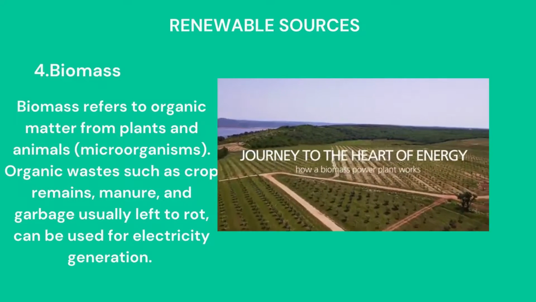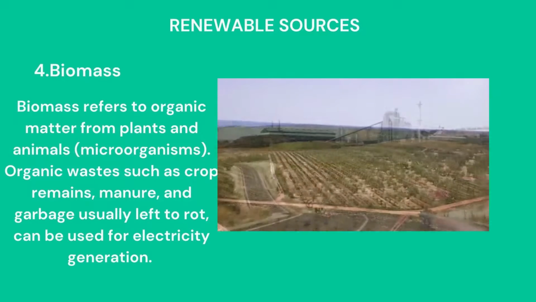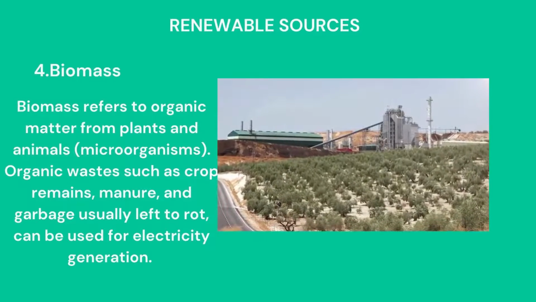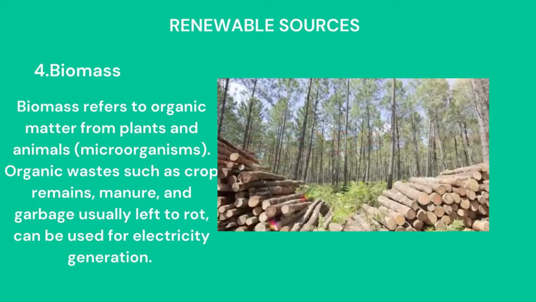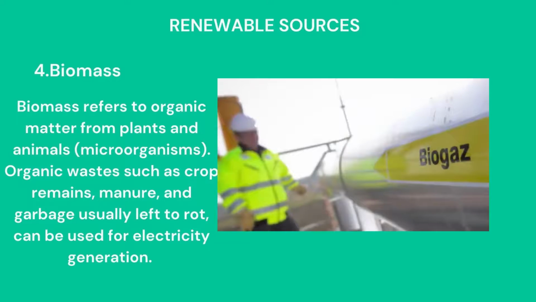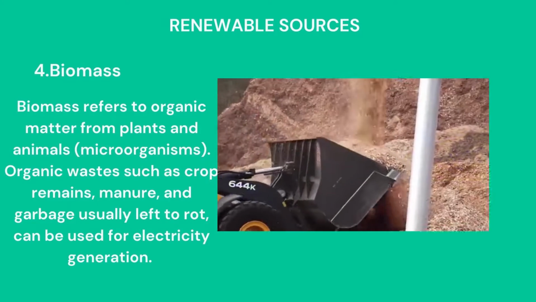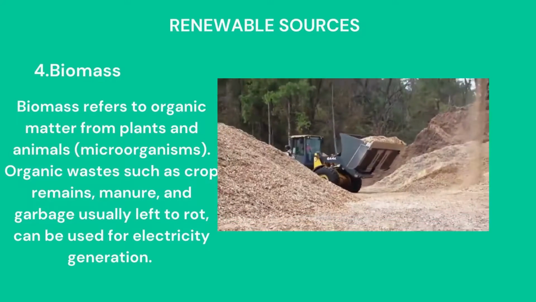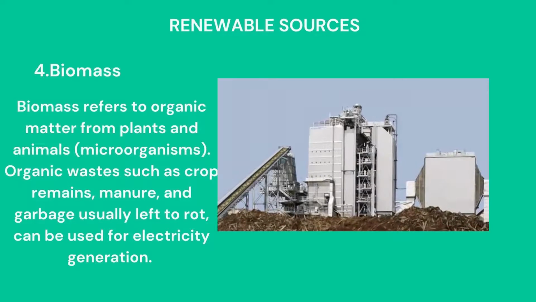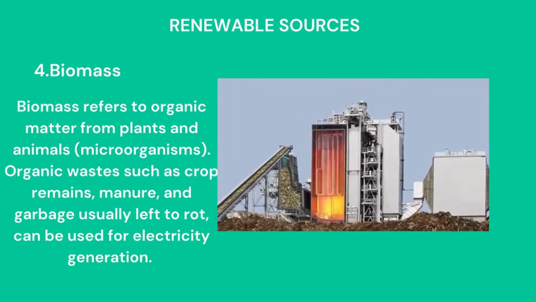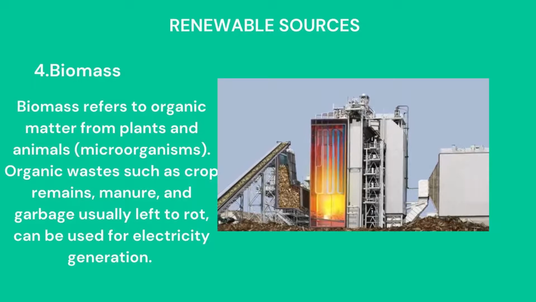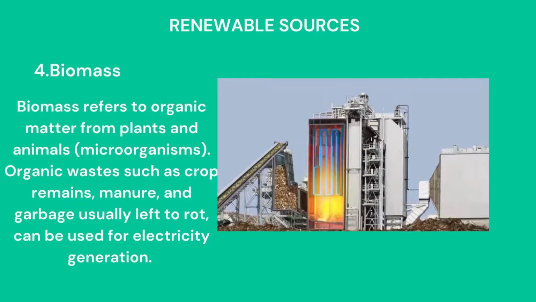What is biomass? Biomass refers to organic matter from plants and animals, microorganisms. Organic waste such as scrap remains, manure, and garbage usually left to rot can be used for electricity generation. Rice husk, or bigas, is burned as fuel to boil water. The steam from the boiling water is used to run steam turbines, which in turn drive generators to produce electricity.